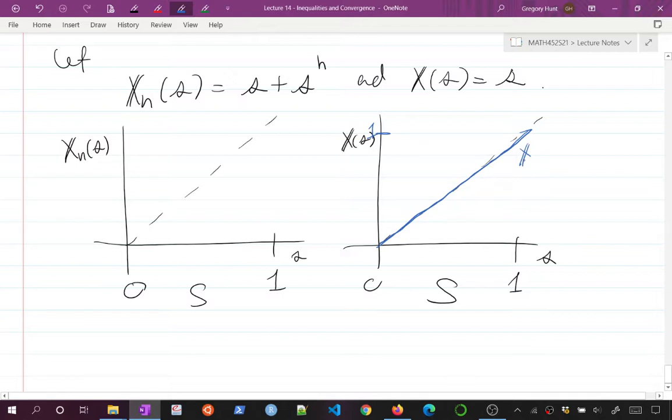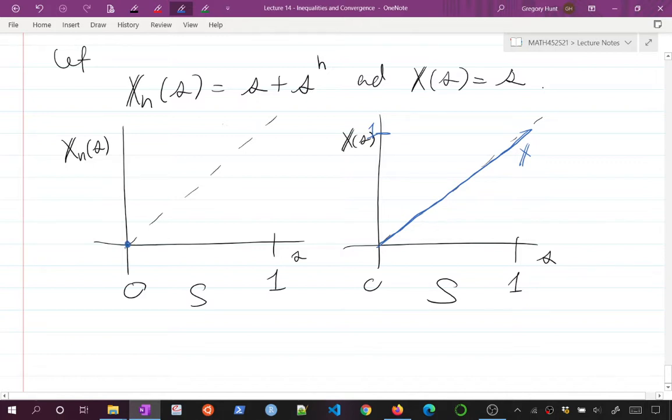And my X_n, what does this look like? Am I smart enough to figure out what this looks like? It's that plus something, so surely it's above this 45-degree line, so it's going to lie somewhere up here. Where exactly is it going to lie? This is like a high school problem. At 0, what's the value? At 0, it's 0, so it's certainly going to hit that point.